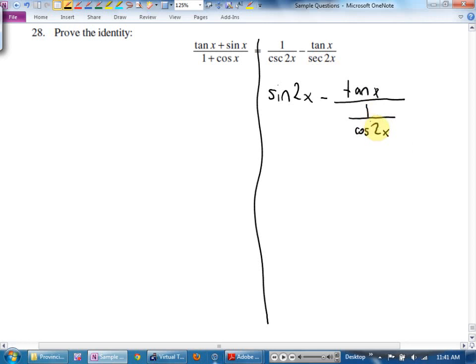By the way, on the most recent mock exam, I noticed a lot of kids doing this and saying that was 2 sine x cos x. No, the x has got to be inside, folks. It's not a 2 anywhere. It's a sine of 2x. This is not the same.